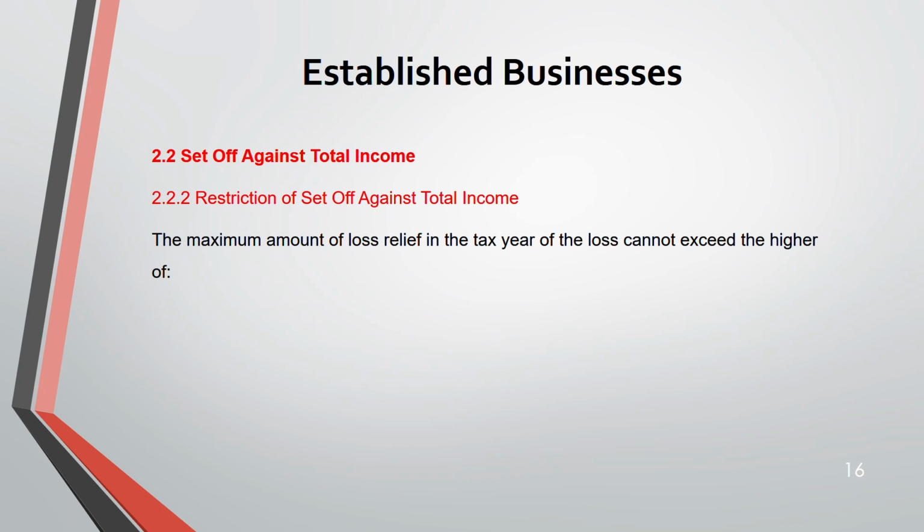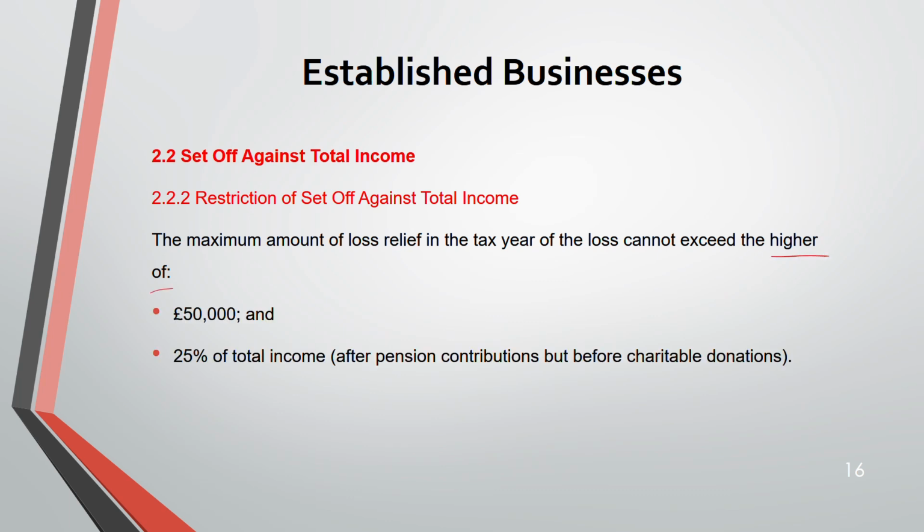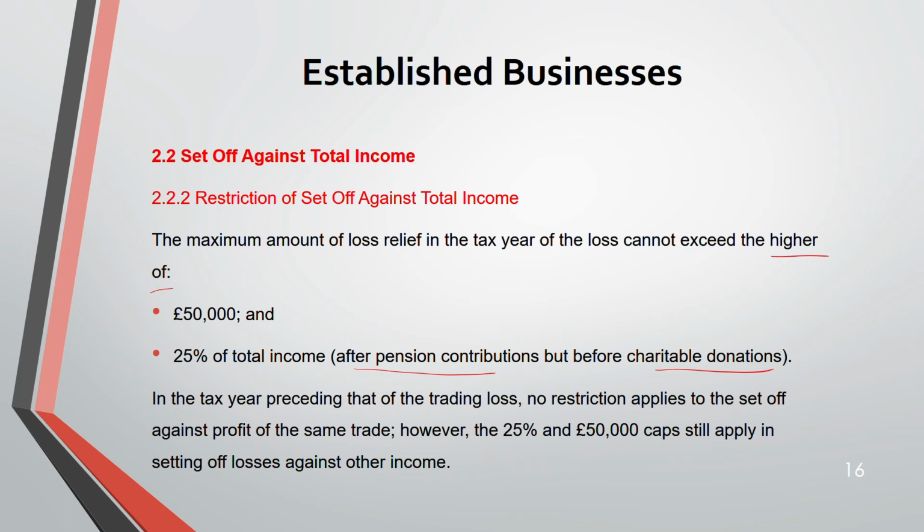The maximum you can deduct cannot exceed the higher of 50,000 and 25% of your total income. Remember, this total income is after taking pension contributions but before your charitable donation. So in the tax year preceding that of the trading loss, no restriction applies to the set off against the profits of the same trade. However, the 25%, 50,000 cap still applies to the set off of loss against other income.